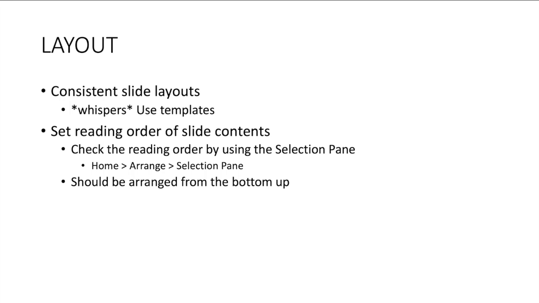For screen readers, it's really important that you set the reading order of the pieces of information included on a slide. And so in order to do that, on the Home tab, you're going to select Arrange and then Selection pane, and you should see all of the items on your slide appear there, and they're called something different, and we're going to take a look at this in a second. And they should be arranged in that selection pane in order from the bottom up. Again, we're going to take a look at this in PowerPoint in just a minute.